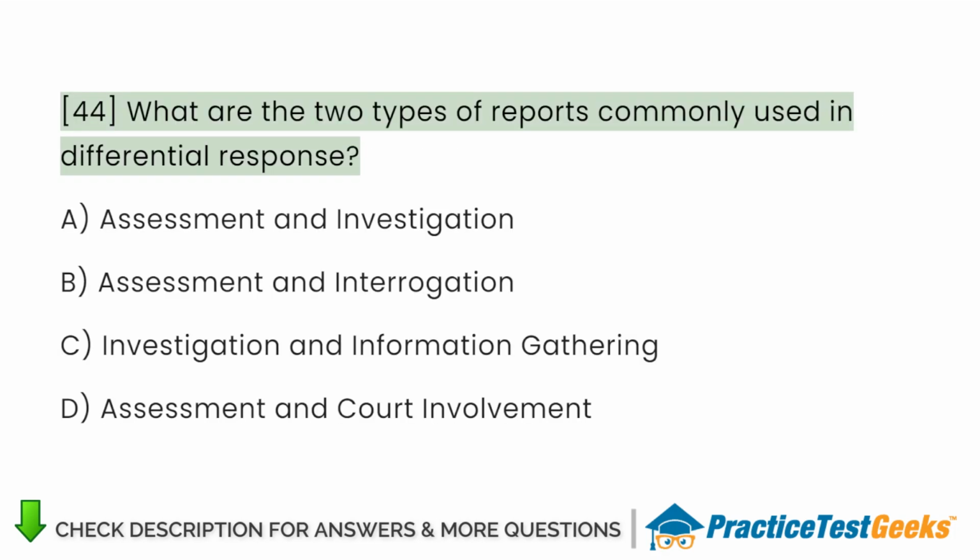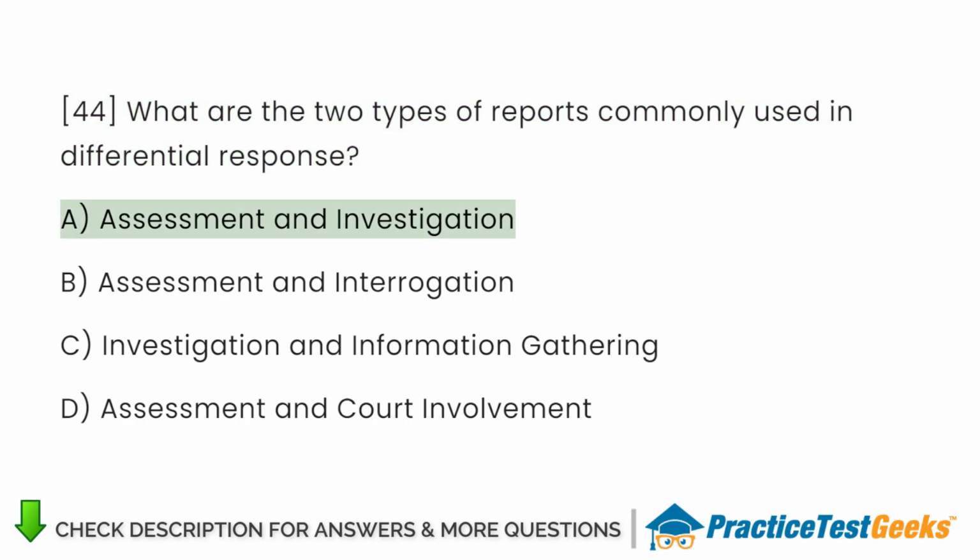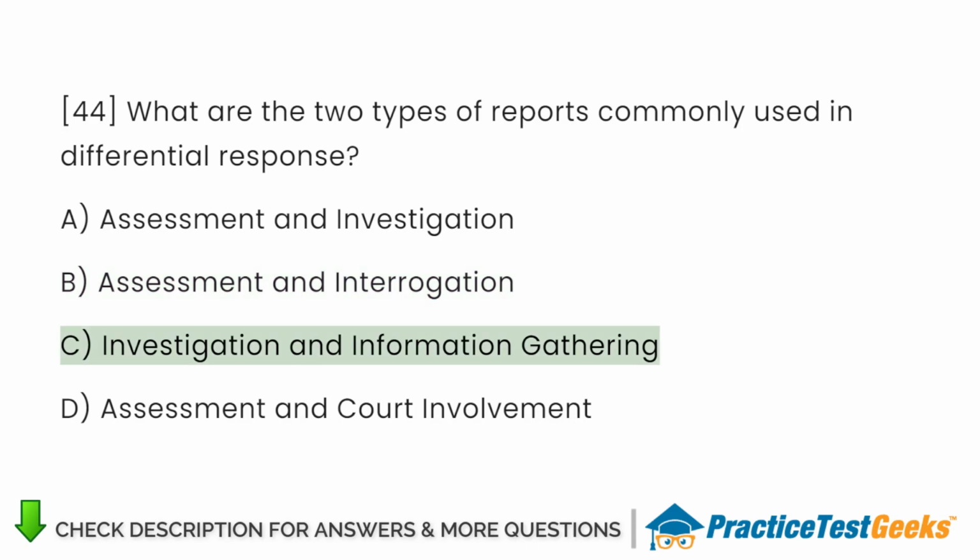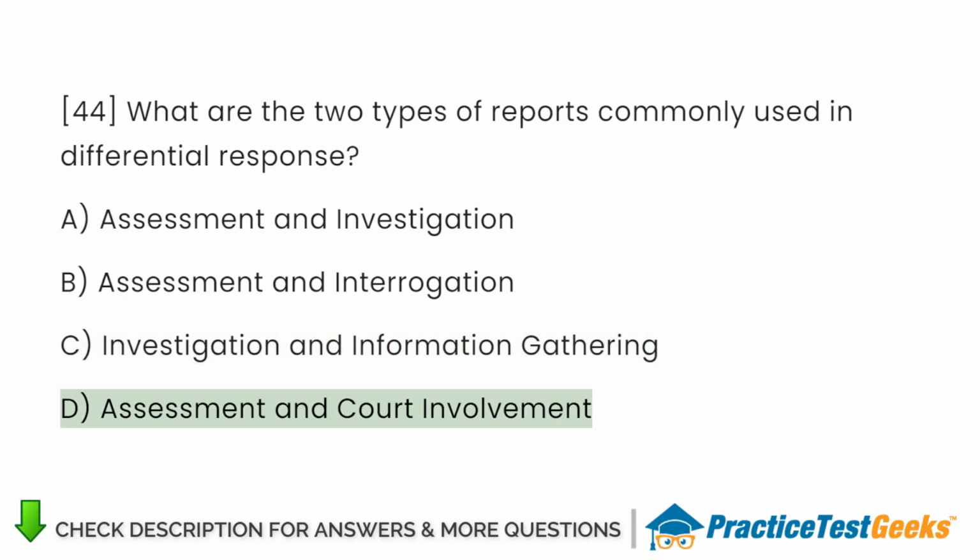What are the two types of reports commonly used in differential response? A. Assessment and investigation. B. Assessment and interrogation. C. Investigation and information gathering. D. Assessment and court involvement.